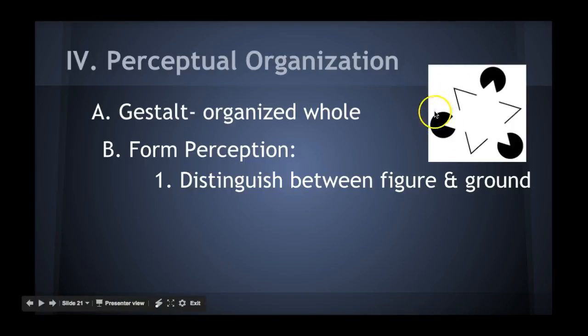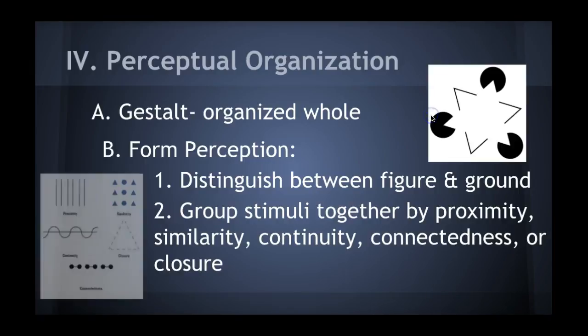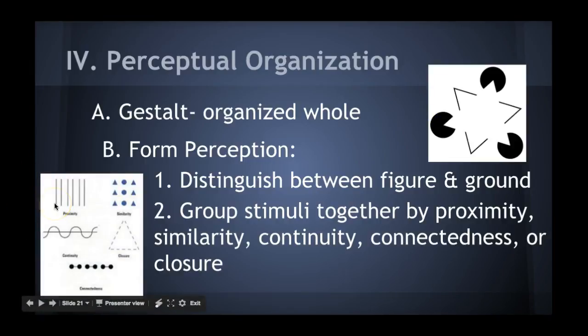So that gets difficult. Form perception is also where we try to group similar stimuli together. We group by proximity, so what's similar in location to each other, similarity, continuity, connectedness, or closure. For example, this is looking at several of those. Proximity is showing that you're interpreting this as 3 groupings of 2 rather than 6 individual lines.